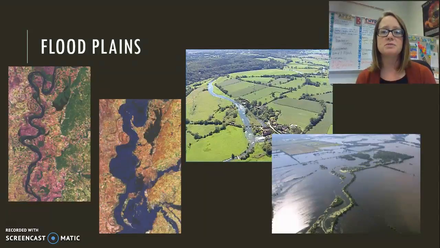Floodplains are the areas that surround the rivers that usually flood, or that are covered with water during a flood. This is the Mississippi River Valley, and you can see this is during a normal flow period. This is during a flood. It's great agricultural land because the sediments that are deposited on the floodplain leave a lot of nutrients.